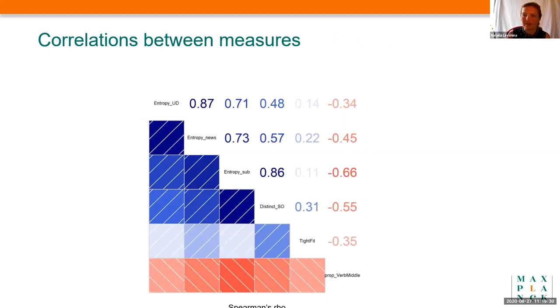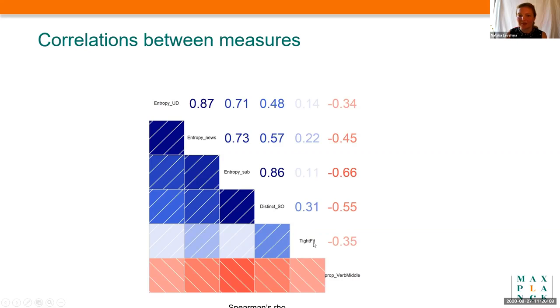This parallelogram shows Spearman's correlations between different entropy measures. So entropy represents word order, in the UD corpora, in the online news, in the subtitles. Then the distinct subject and object forms, which means distinctness of case marking. So this is the case marking parameter here, and they all are positively correlated, which corresponds to what we expect. So the more case marking, the more variable word order can be.